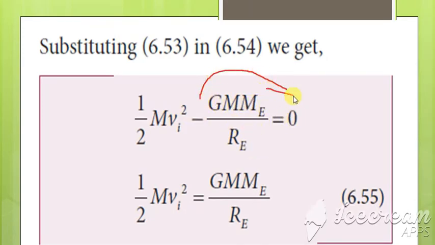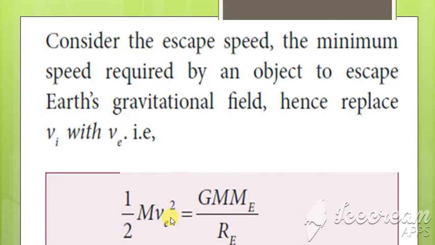Now bring this term to this side, so the minus becomes plus, and we get G m me divided by re. Both sides cancel with the value of m, and bring this 2 to this side. So we get vi square is equal to 2 G me divided by re. Bringing the square to the other side, it becomes the square root. Instead of vi, we write ve, because this is the escape speed.